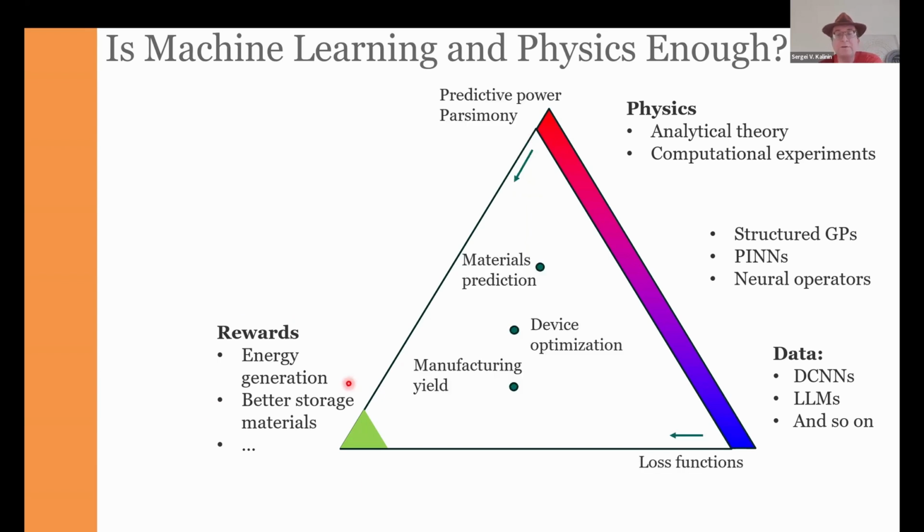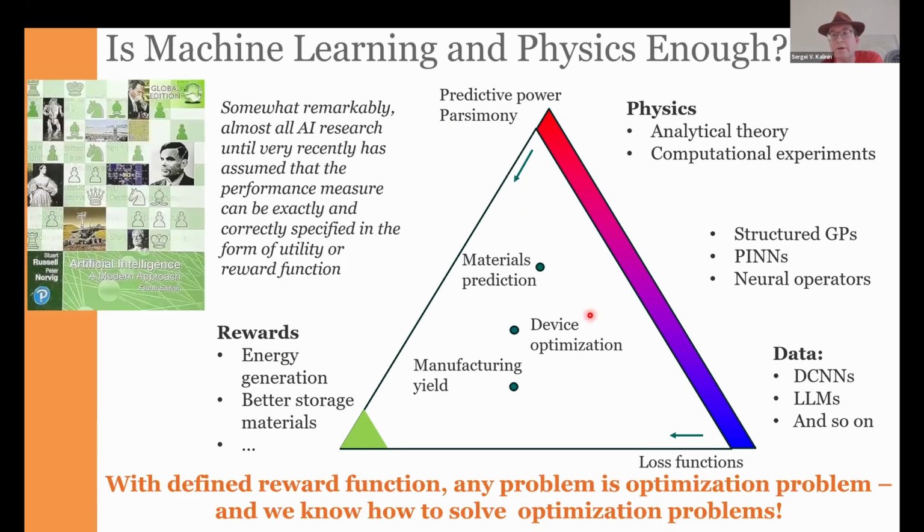And of course, there is a whole set of intermediate reward functions, which are much simpler than these global challenges, but at the same time, much more complex than the loss functions or predictive power. Now, the question you may ask is, what does this guy know about machine learning in general?